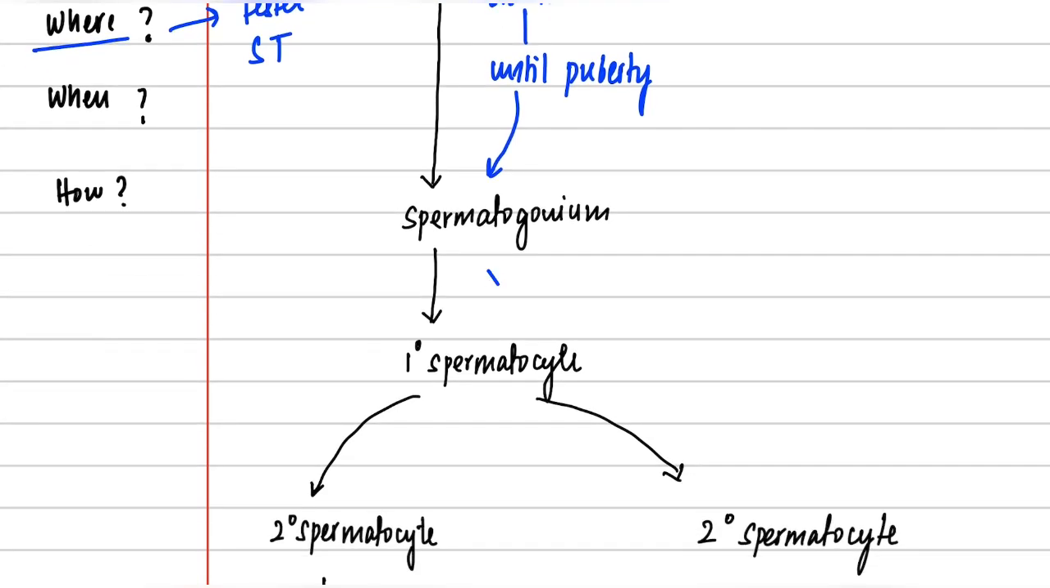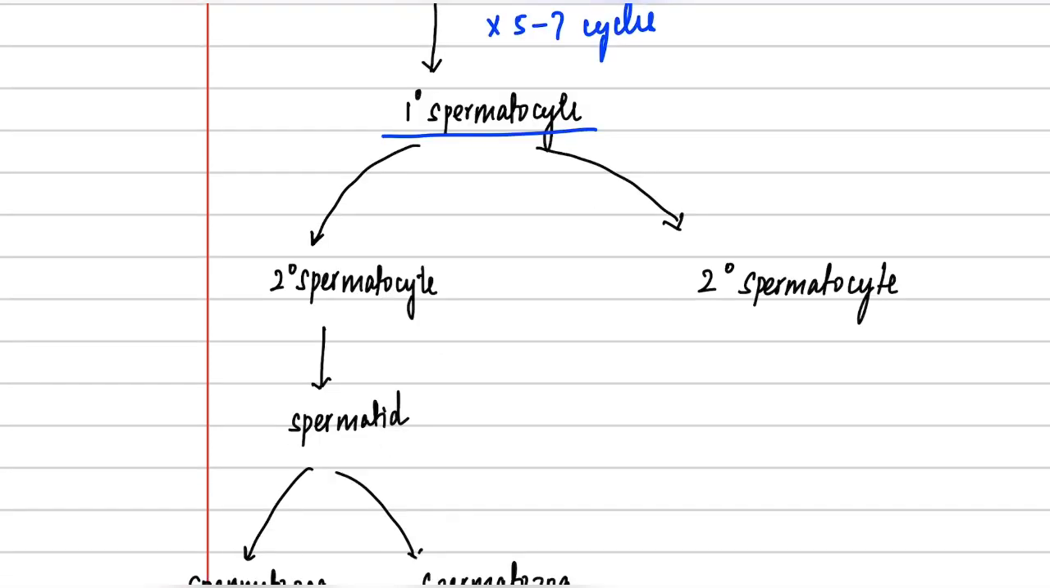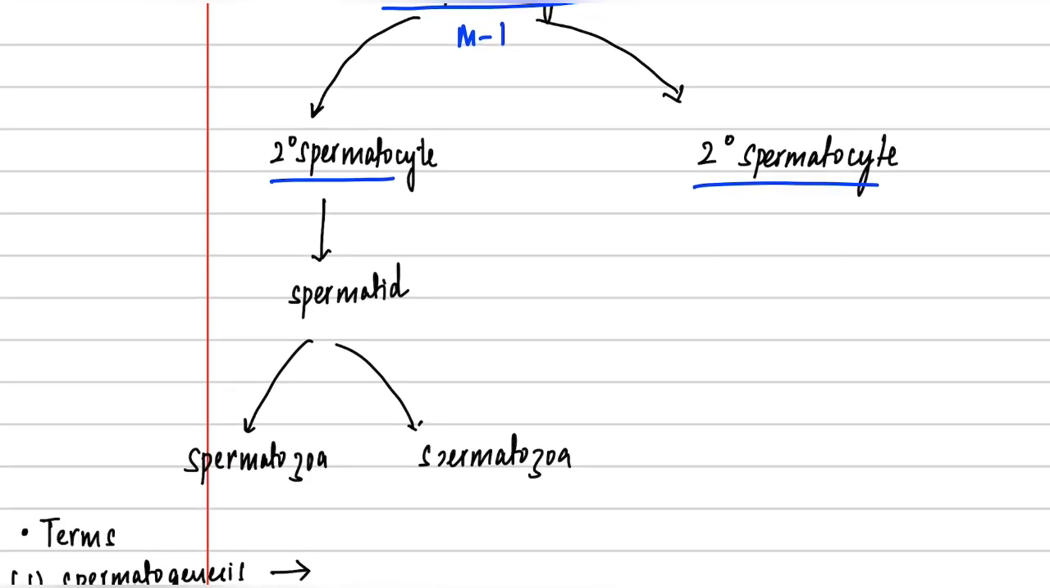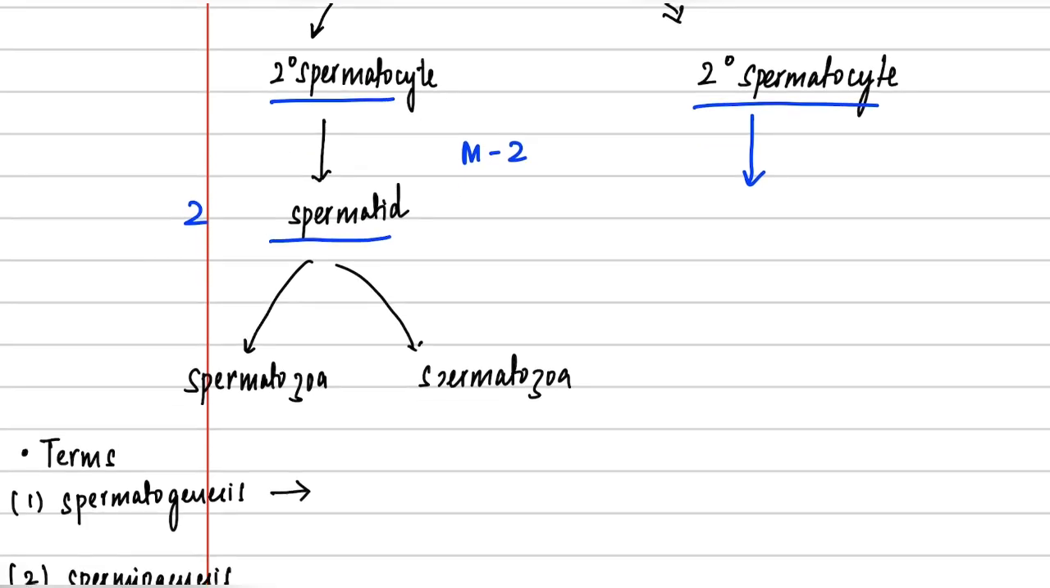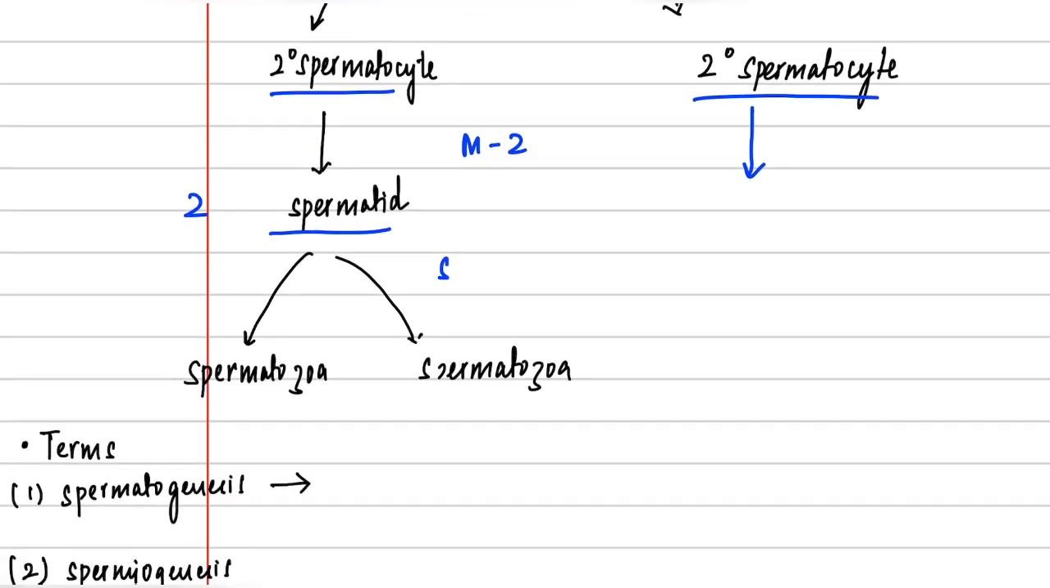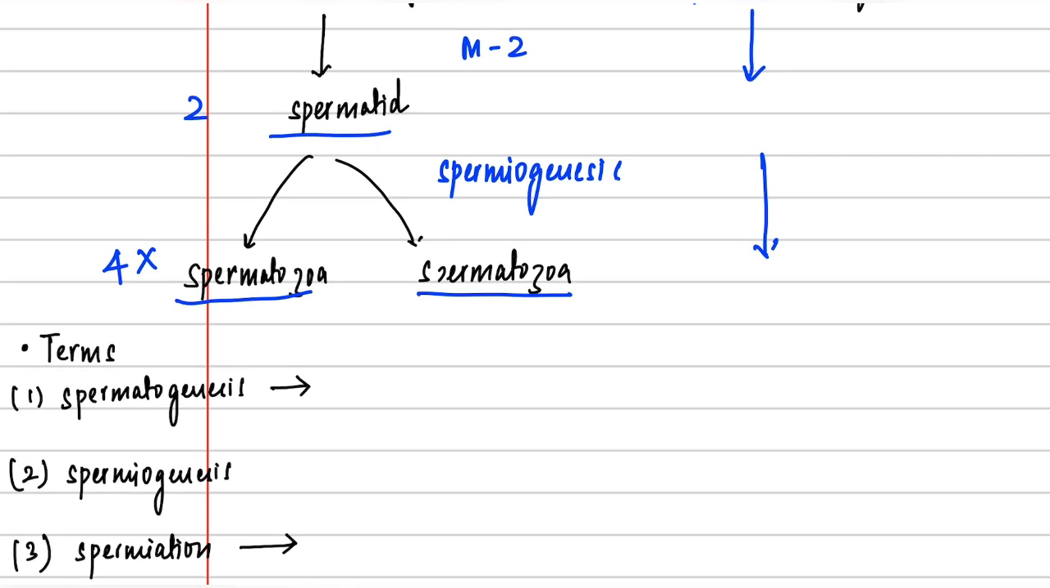This spermatogonium undergoes around 5 to 7 cycles of division to form a primary spermatocyte. This primary spermatocyte undergoes meiosis 1 to form 2 secondary spermatocytes. These secondary spermatocytes undergo meiosis 2 to form spermatids. The same process occurs this side as well, so there are 2 spermatids. Then the spermatids undergo a process known as spermiogenesis, and get converted into spermatozoa. So there are 4 spermatozoa as it occurs this side as well. This is the overview of spermatogenesis.